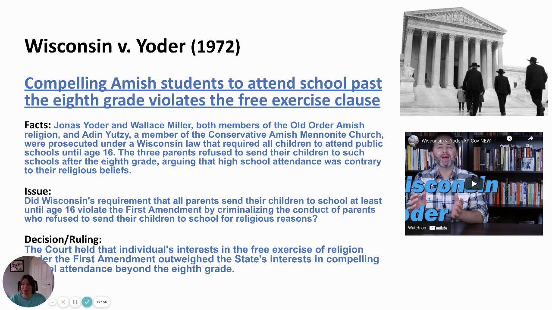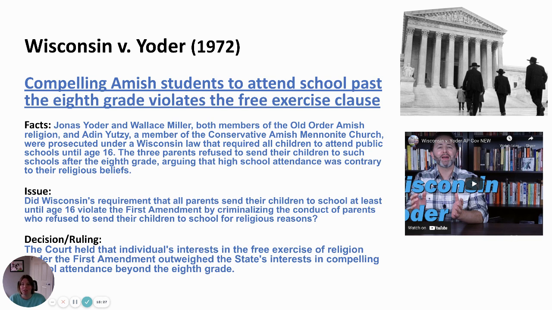But the three parents refused to send their children after the 8th grade, arguing that high school attendance was contrary to their religious beliefs. They were worried about the things that their kids would be exposed to by being forced to go to high school. So the question was, did Wisconsin's requirement that all parents send children to school at least until the age of 16 violate the First Amendment by criminalizing the conduct of parents who refused to send their children to school for religious reasons? And the court ruled in favor of the Yoders.